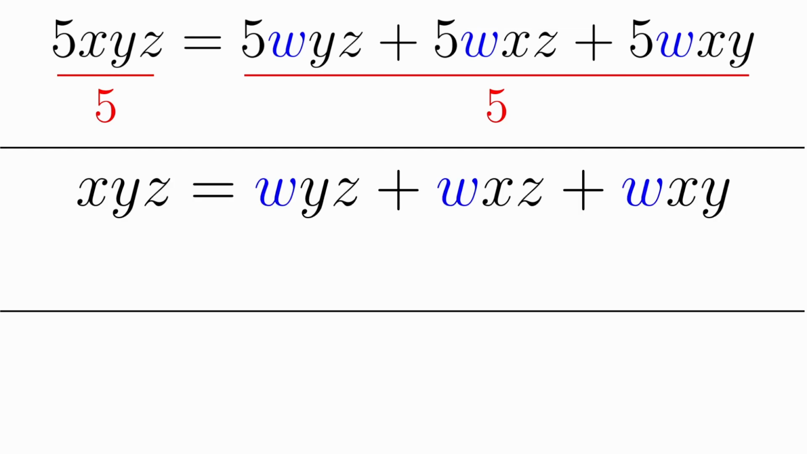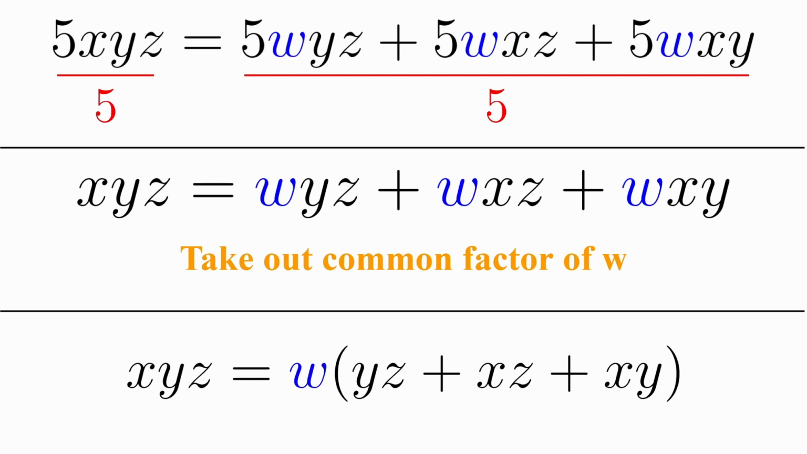And now this looks very similar to one of the prior examples. What we're going to do is we're going to get all the W terms to one side and factor. Very fortunately, all of the W terms are already on the same side. They're all on the right side. So we can just go straight to factoring. So we're going to pull out a common factor of W, and we get XYZ is equal to W times the quantity YZ plus XZ plus XY.